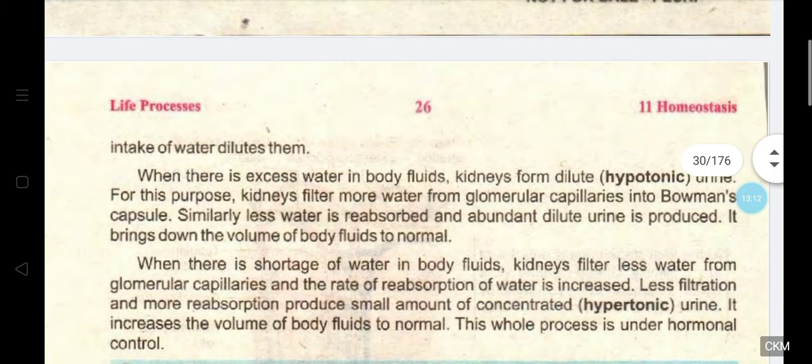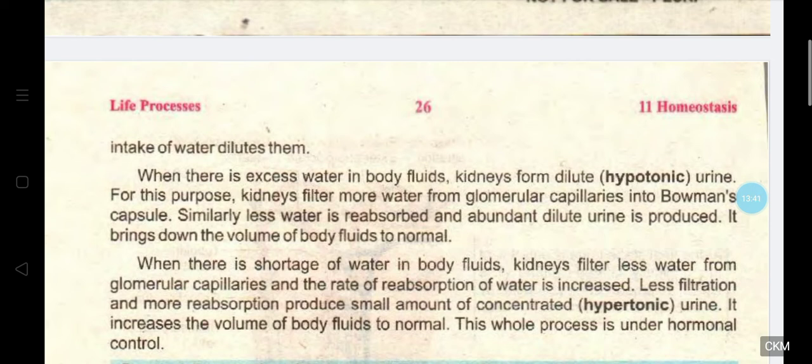When there is excess water in the body fluid, the kidney forms dilute urine, it means hypotonic. Dilute means, beta, more water, and hypotonic means less concentration of the salt in the urine. For this purpose, the kidney filters more water from the glomerular capillary into the Bowman capsule. Similarly, less water is reabsorbed and abundant dilute urine is produced. It brings down the volume of the body fluid to normal.